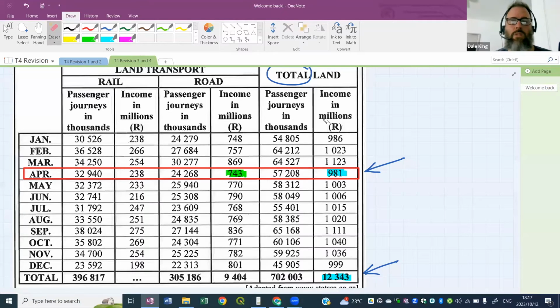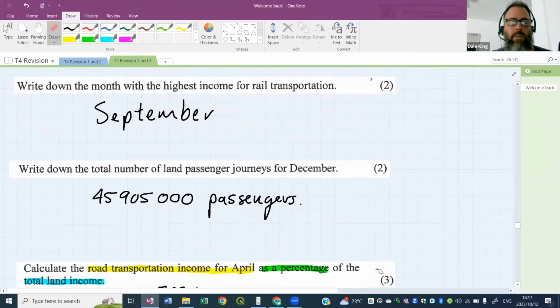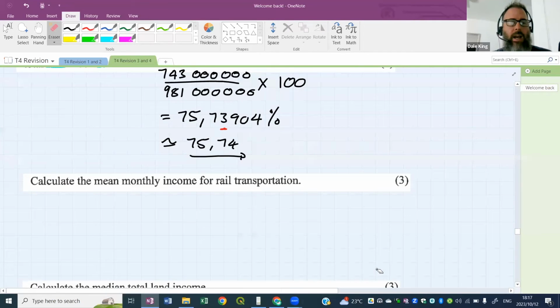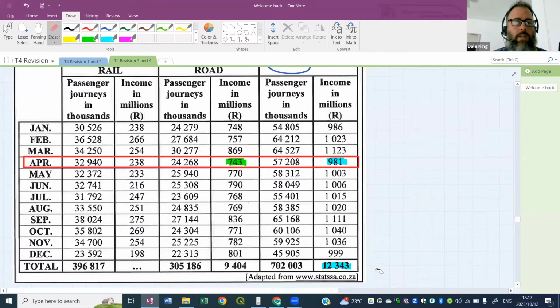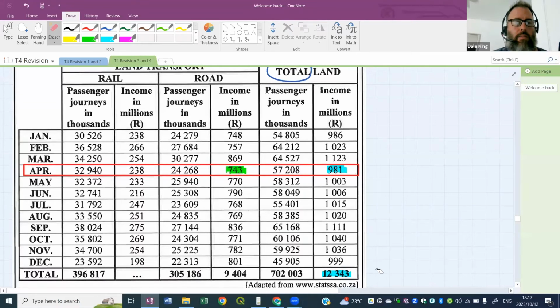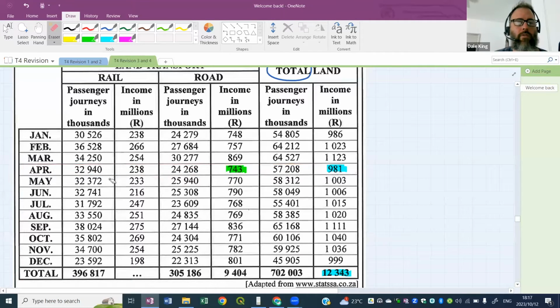So they should be more specific with that. I think they should have been a lot more specific. The grand total, maybe. Anyway, let's move on to the next question. Here we go. Finally, calculate the mean monthly income for rail. Woo-wee, guys, this might take a while. Calculate the mean monthly income for rail.